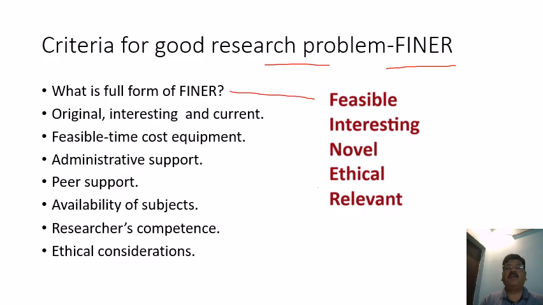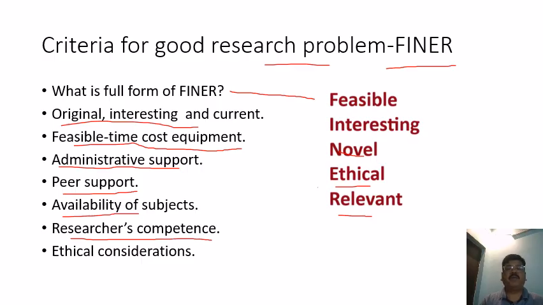It should be feasible, interesting, novel, ethical, and relevant. So it should be original, interesting, and current. It should be feasible in terms of time, cost, equipment, and administrative support. Peer support should also be there. Availability of the subjects and researchers' competence are also very important. And ethical considerations. So these are the various aspects we have to see whenever we are selecting the research problem.